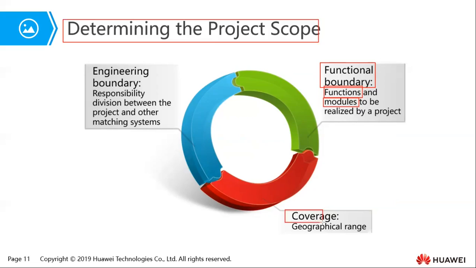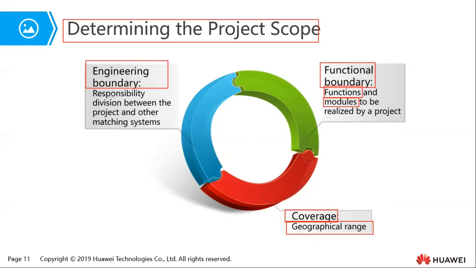Then you have the coverage. Coverage, simply put, relates to the geographical area that that particular network is going to cover. So is it just a LAN, is it a MAN, or is it a WAN? So geographical area, how big the area is. Then the engineering boundary.